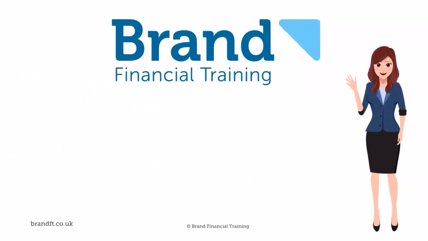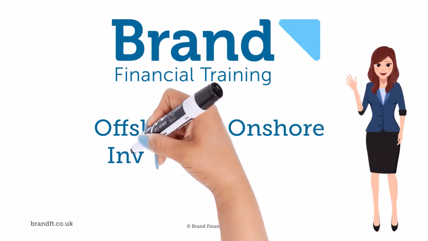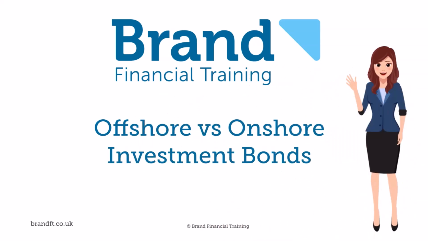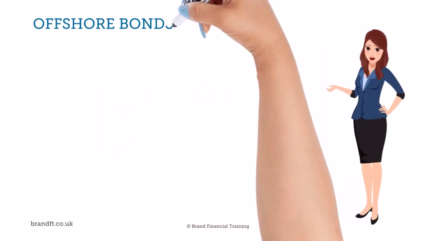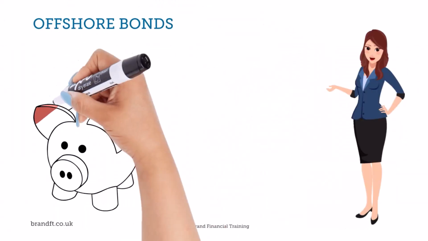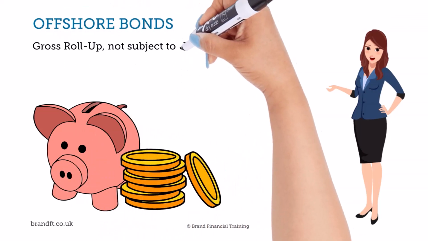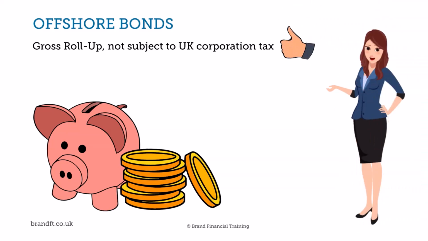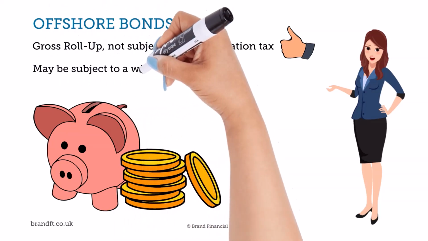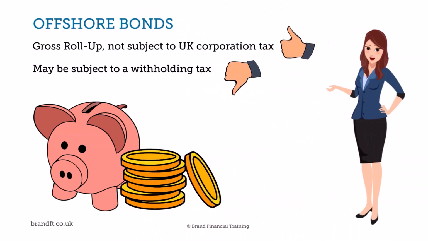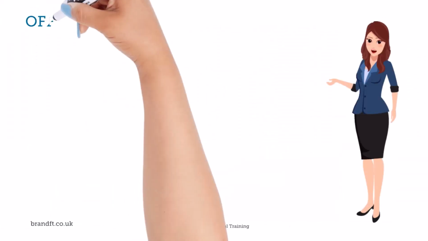Today we're going to talk primarily about the differences in the taxation of offshore and onshore investment bonds, while noting some similarities. One of the main attractions of offshore bonds is gross roll-up. Unlike an onshore bond, the underlying funds of an offshore bond will not be subject to UK corporation tax, and they are usually established in countries with a favourable tax regime, where the investments can roll up virtually tax-free. However, there may be a withholding tax in some situations which may or may not be recoverable.